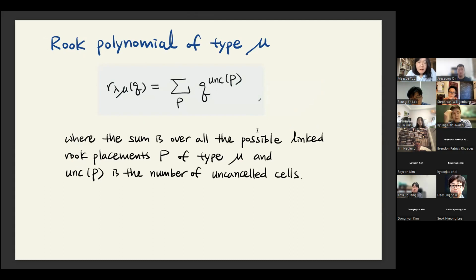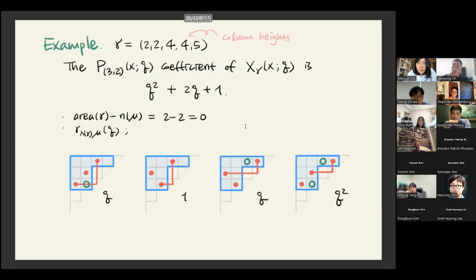And then we define the root polynomial as follows. Given a linked root placement of type mu, you follow this cancellation rule and cancel all the cells and count the uncancelled cells. And that's going to give the UNC of P. And you add up Q to the UNC of P over all the possible linked root placements of type mu. Then they will define the root polynomial R lambda mu of type mu. And they will give the coefficient of this chromatic quasisymmetric function expanded in terms of the Hall-Littlewood expansions.